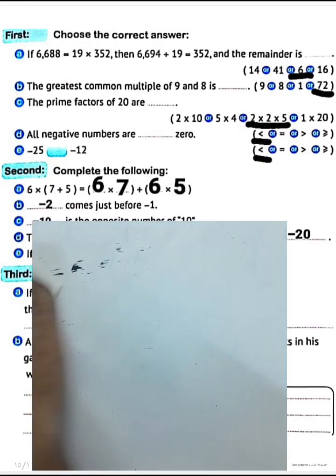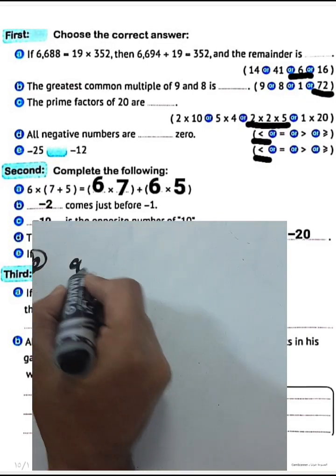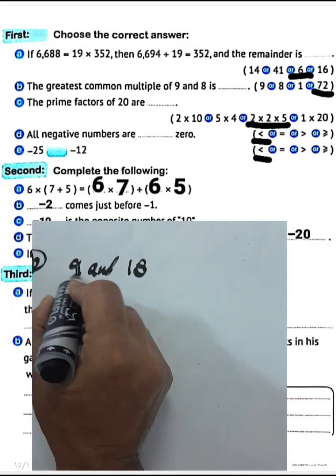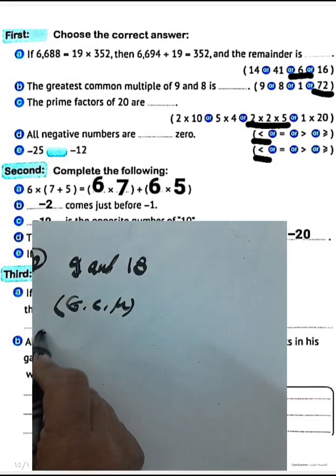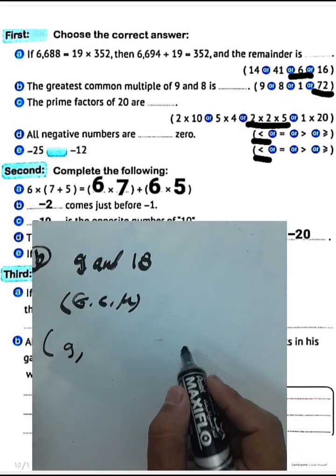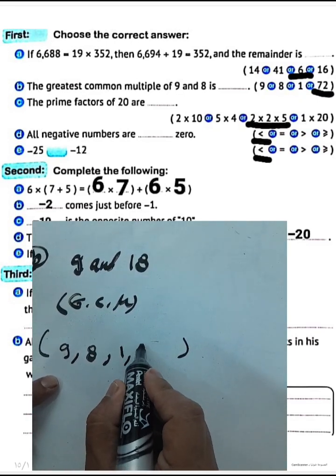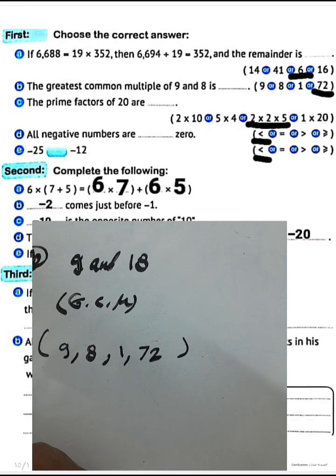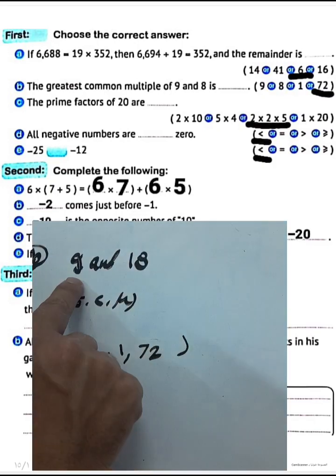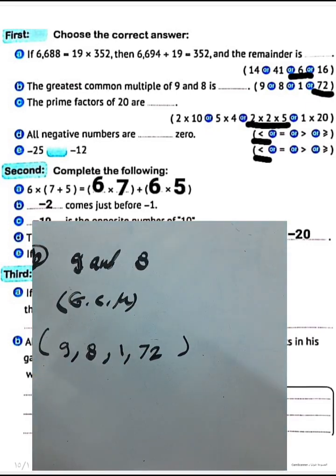Okay, question letter B, the least common multiple of 9 and 18. From this parenthesis, you must choose the result: 9, 8, 1, and 72. We know the least common multiple between 9 and 18 is 18, because 18 can be divided by 9. But he gives us here 9 and 8. We call them relatively prime numbers.